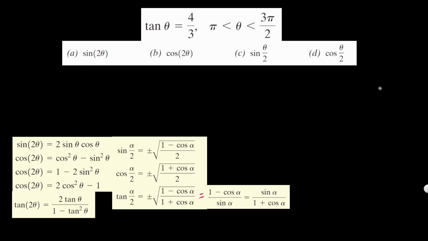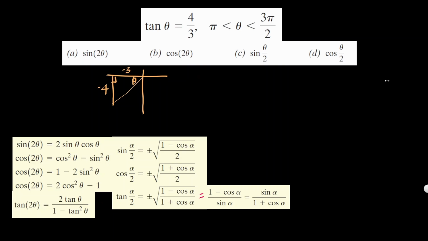Let's do this example now. So we have tangent theta equal to 4 over 3, and our quadrant for theta is between pi and 3 pi over 2, which is the third quadrant here. So you have to draw your triangle, and the reference angle is theta. Tangent is opposite over adjacent, and they're both going to be negative.